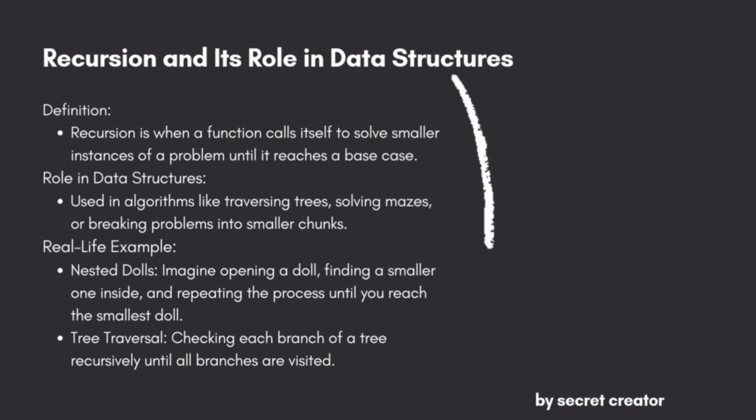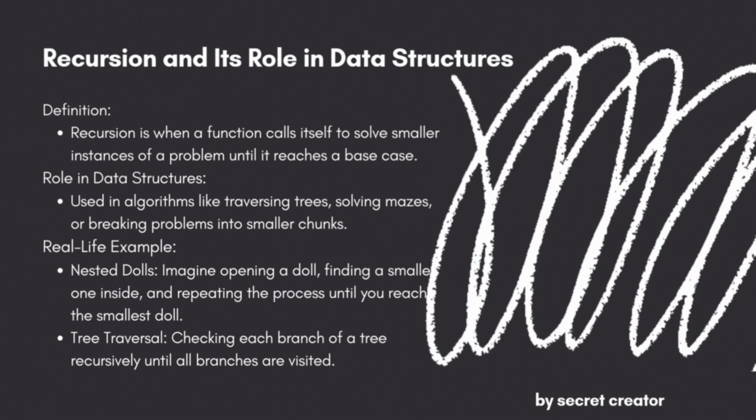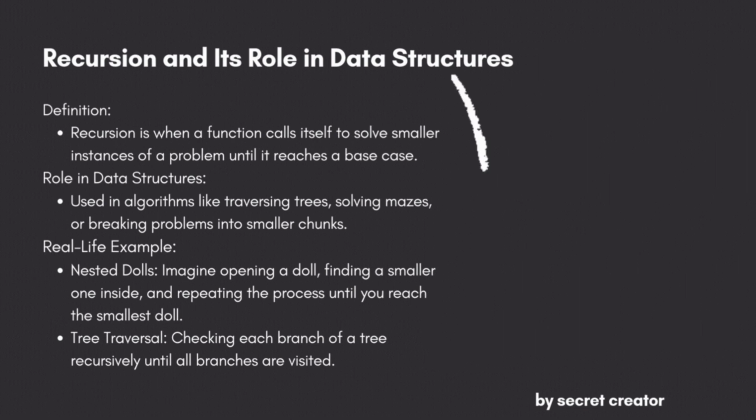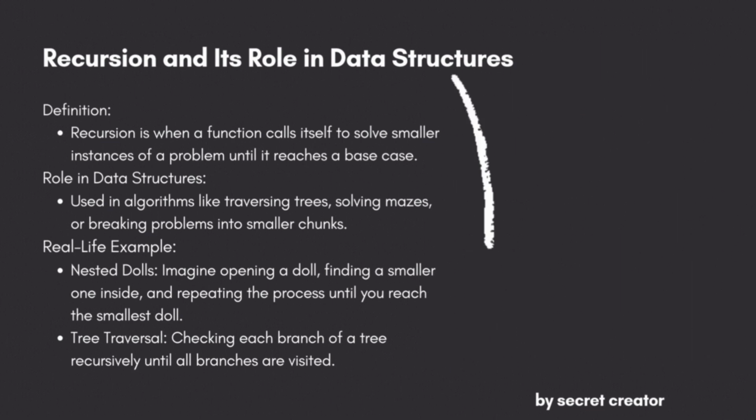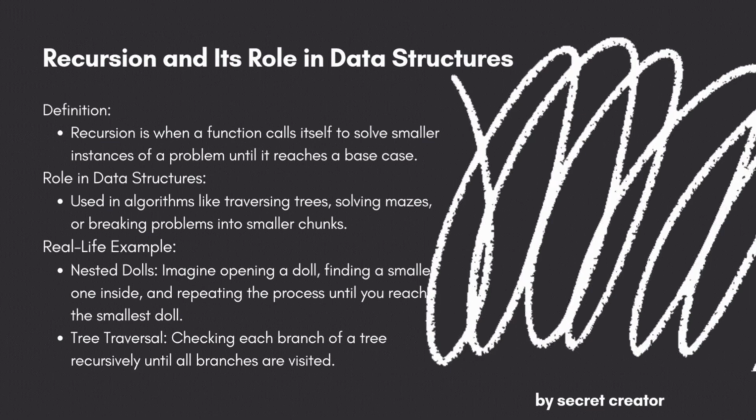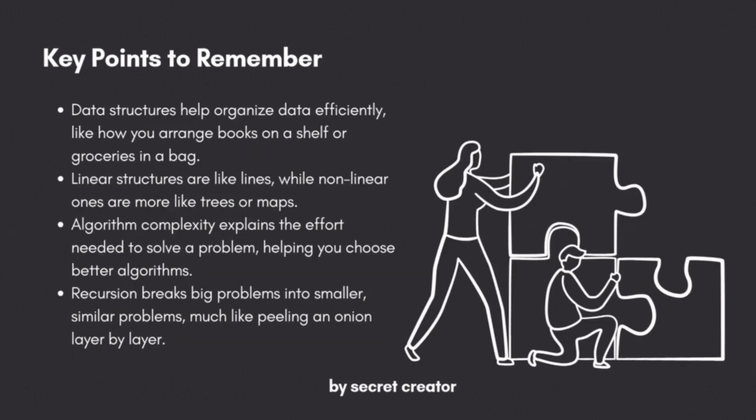When you open the largest doll, you find a smaller one inside. You keep repeating the process until you reach the smallest doll. Another example is traversing a tree. Imagine you are checking each branch of a tree one by one. You start at the root, then go to each branch, and repeat the process until all branches are visited.